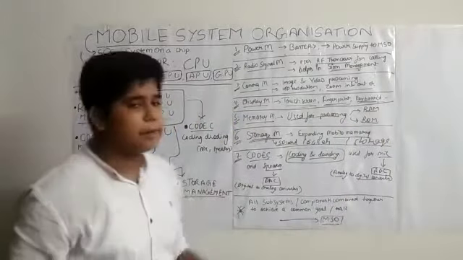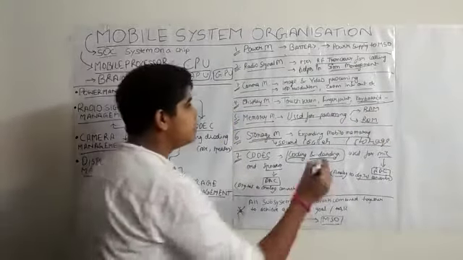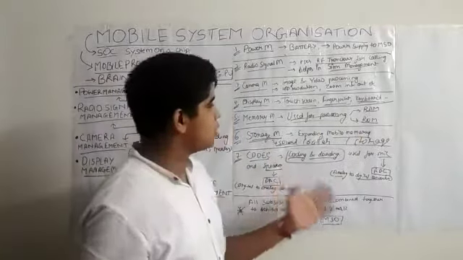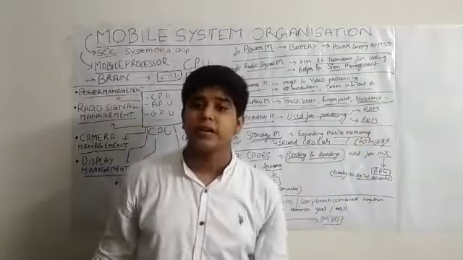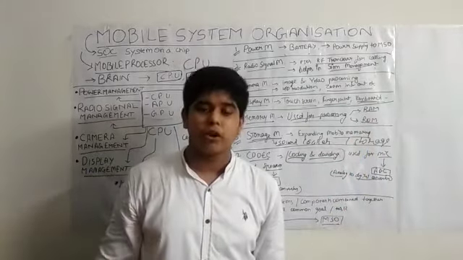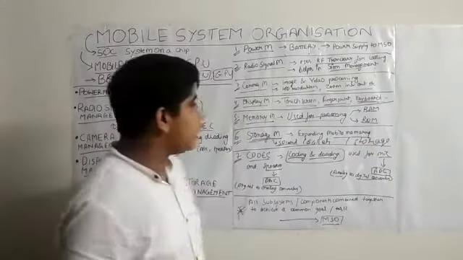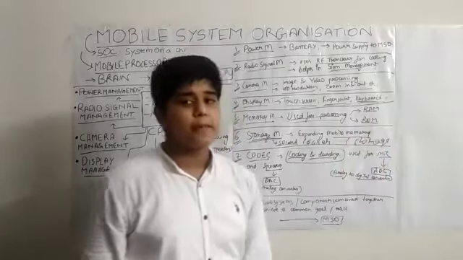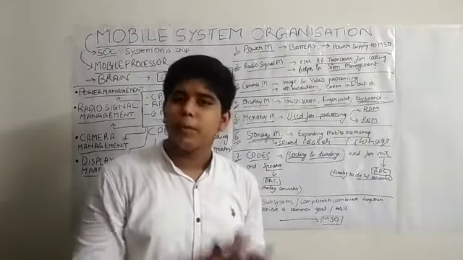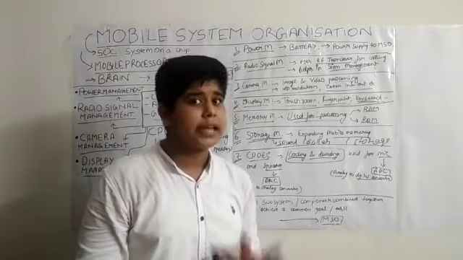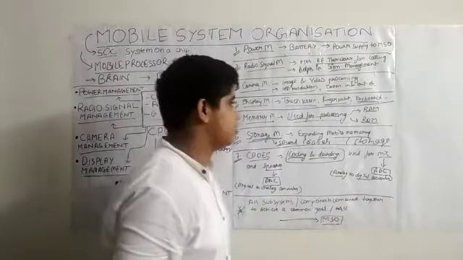Fifth is memory management. Memory management is mainly used for processing. It has two parts, RAM and ROM. RAM, random access memory, is used for processing installed applications on the mobile system. And ROM, which is read-only memory, is used for storage and processing all the pre-installed applications as well as software on the mobile system.